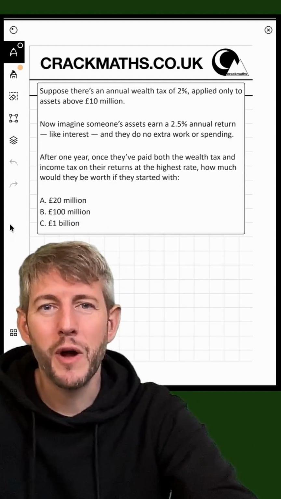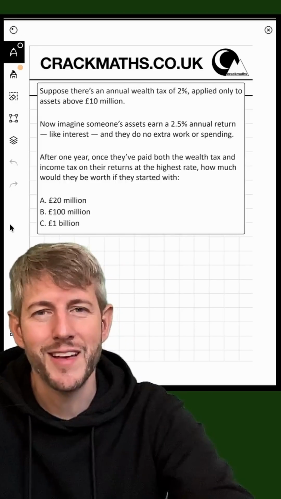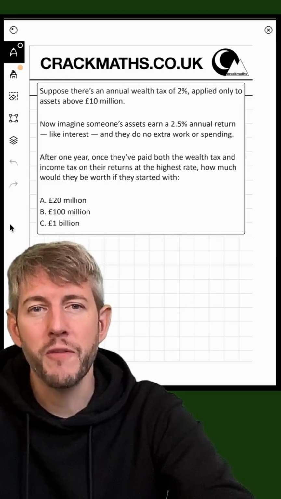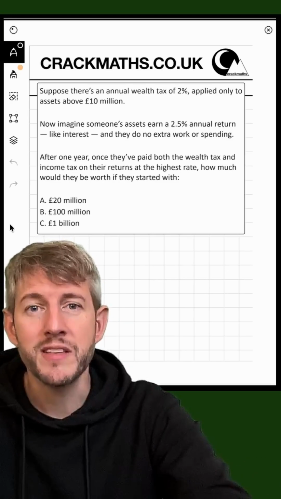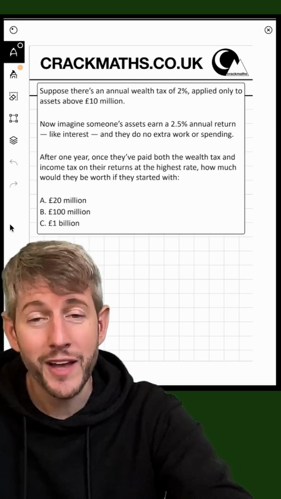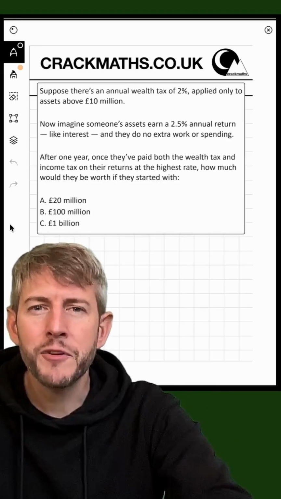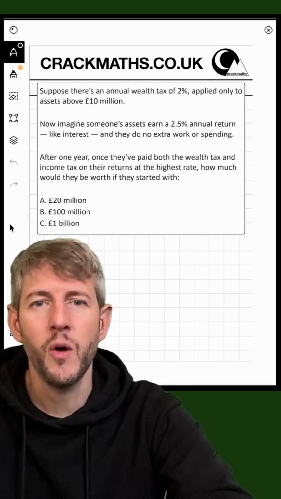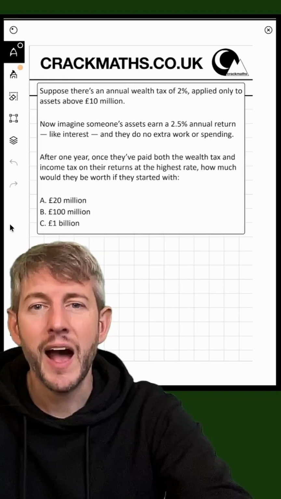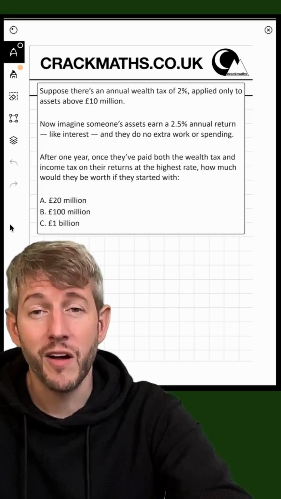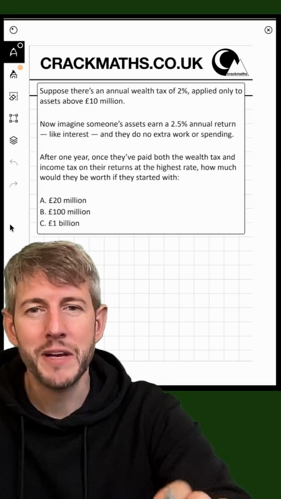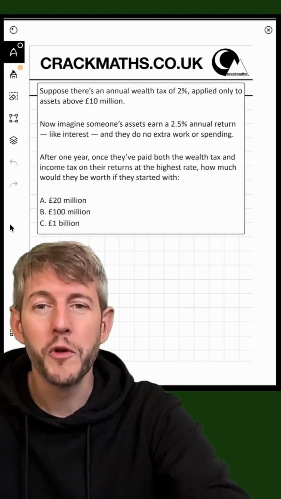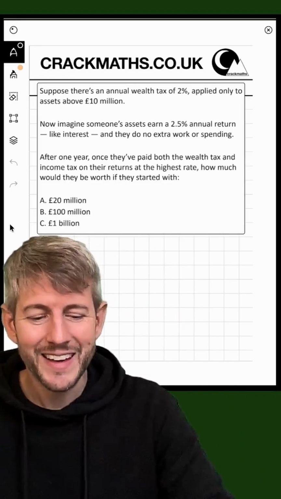Suppose there's an annual wealth tax of 2% applied to assets above £10 million. Now, imagine someone's assets earn a 2.5% annual return, like interest, and that person does no extra work or spending. After 1 year, once they've paid both the wealth tax and the income tax on their returns at the highest rate, how much would they be worth if they started with A, £20 million, B, £10 million, or C, £1 billion? Okay, let's take a look.